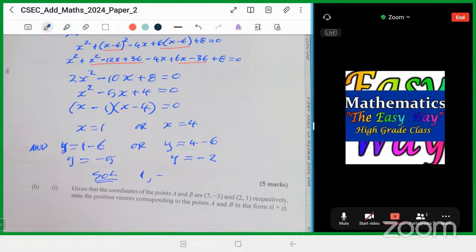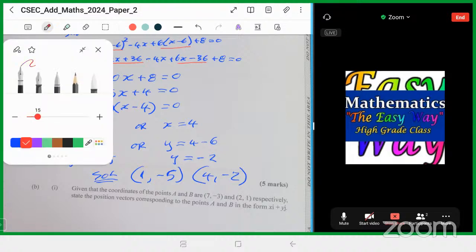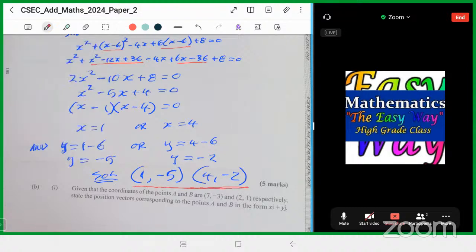1, negative 5 is one point of intersection, and 4, negative 2 is my second point of intersection. These are my answers right here. Those are just simultaneous equations.